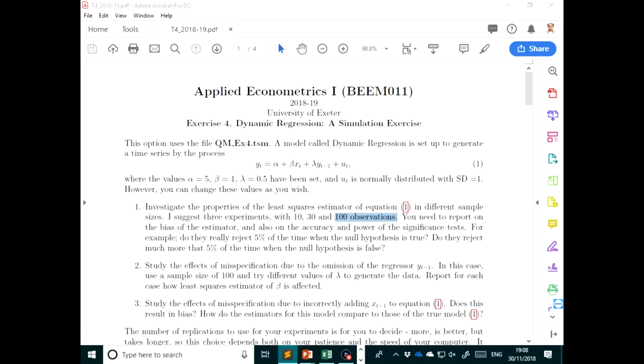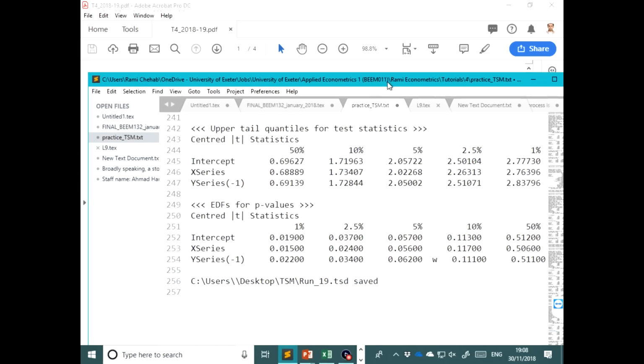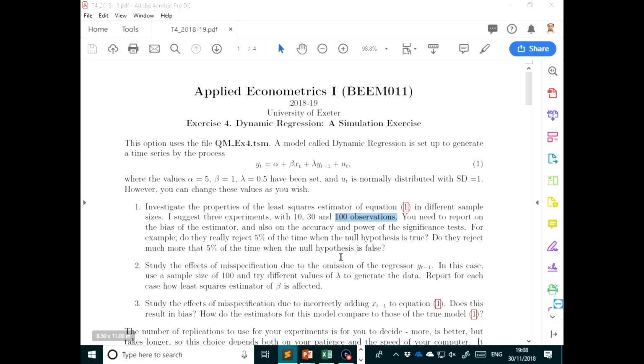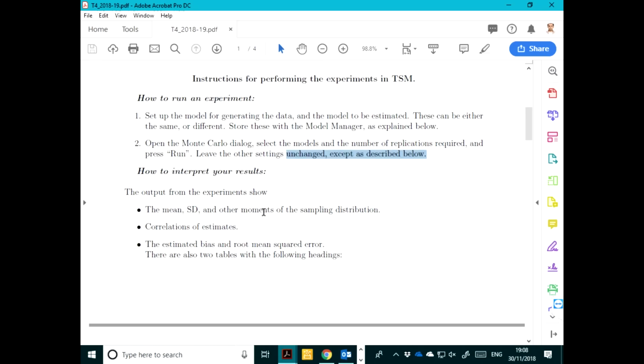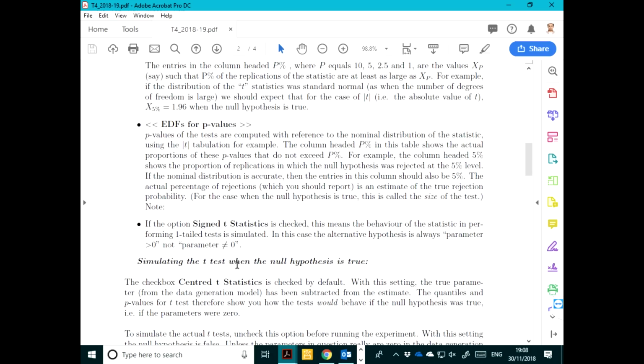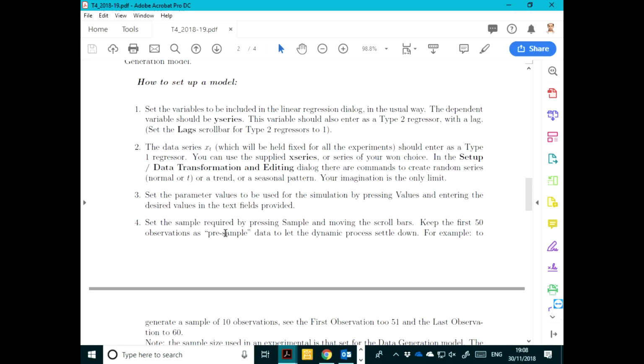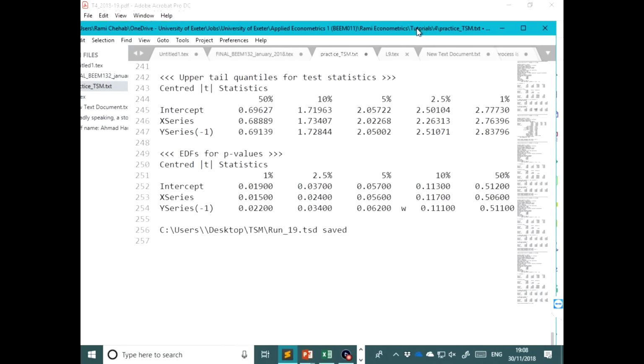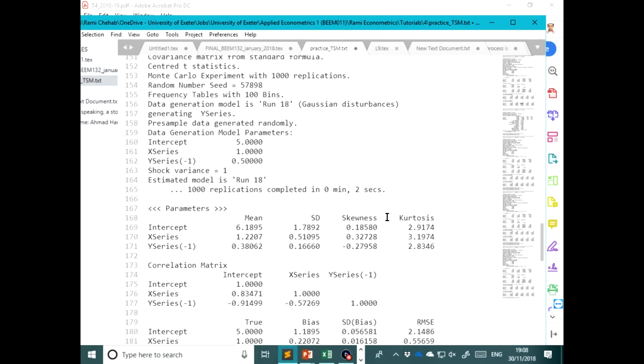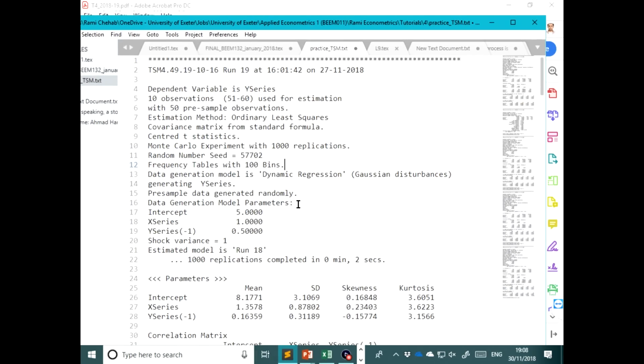Now, actually, I've run the regressions over here. You can run the regressions easily by following the steps here in TSM: how to interpret your results, how to run the experiment. Everything is well explained, but for the sake of argument and for the sake that we need to explain this stuff, I'm just gonna show you some of the results over here.